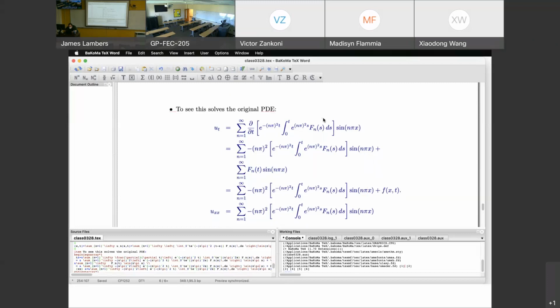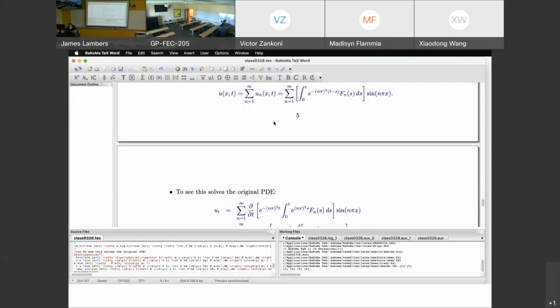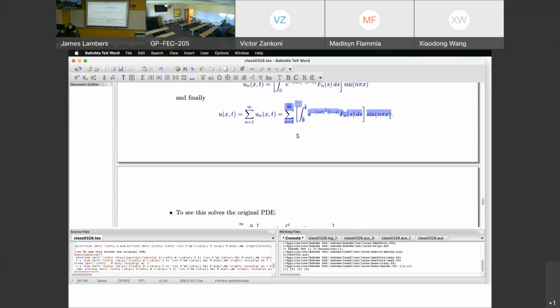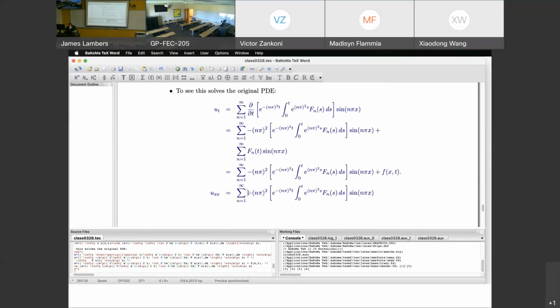Now, if I take the derivative of all this with respect to x, the only part where x comes into play is right here. Take a second derivative of sine n pi x, and I'm going to get minus n pi squared sine n pi x. So we get that here. This part remains the same. And look what we have. u_t really is equal to u_xx plus little f of x, t. So the PDE is satisfied.